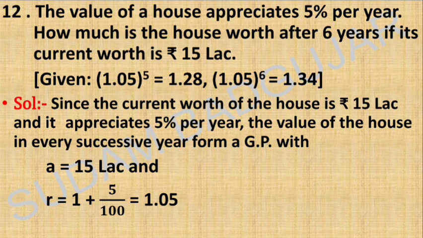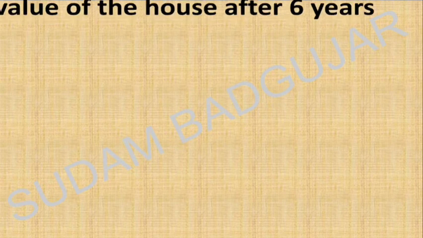Okay, so R is equal to 1 plus 5 percentage. Means what is 5 percentage? 0.05. 5 upon 100 means 0.05, that is 1 plus 0.05 means 1.05. Okay, and n is equal to 7. So you have to easily find out T7 here. Is it understood?